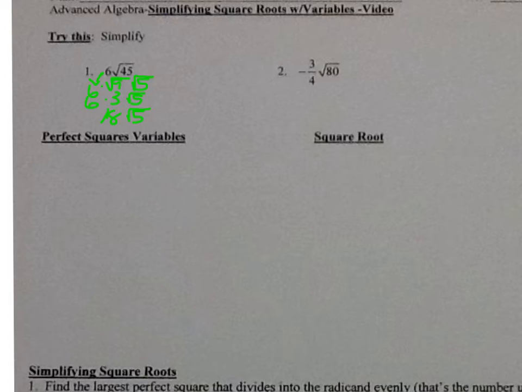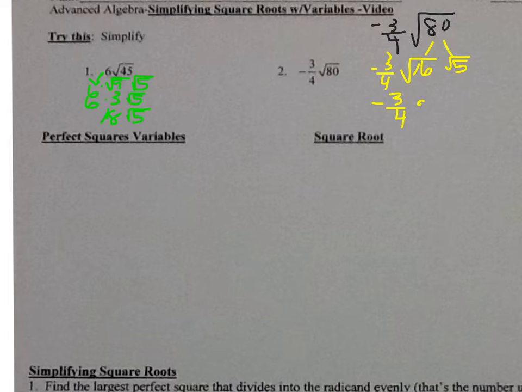I'm just going to write this over here because I don't think I gave myself enough room here. So we have negative 3/4, the square root of 80, so bring down the negative 3/4. Find the largest perfect square that goes into 80. That would be 16 times 5. So we have negative 3/4. The square root of 16 is 4, the square root of 5. And then negative 3/4 times 4 is negative 3, the square root of 5.